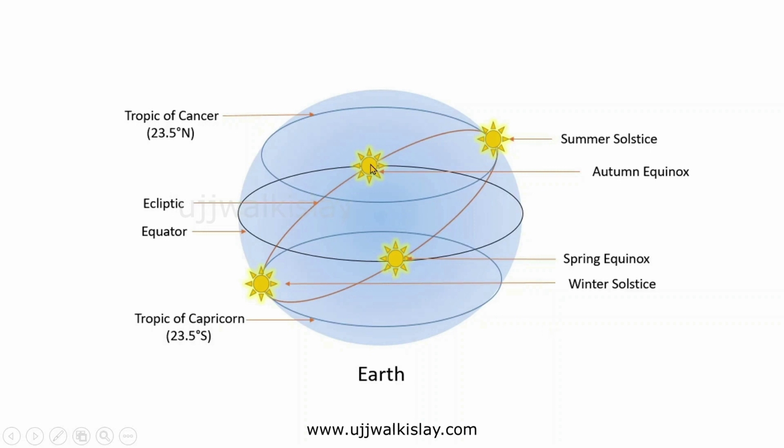Solstice and equinox are the four important markers that define the annual path of the sun. These four markers indicate the four seasons: the winter, spring, summer, and the fall. I hope it is clear now.